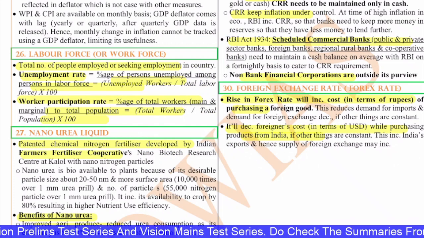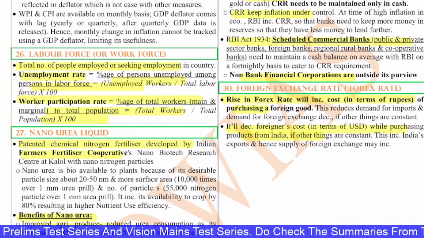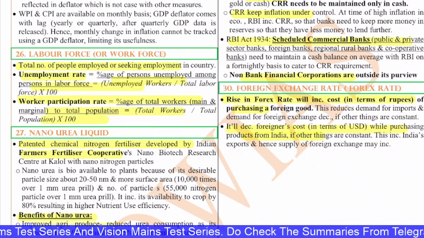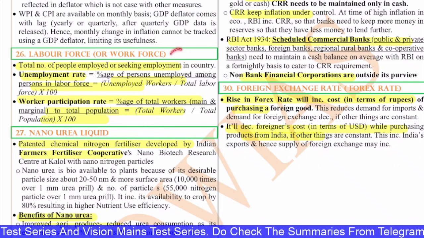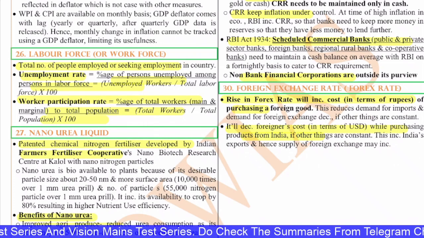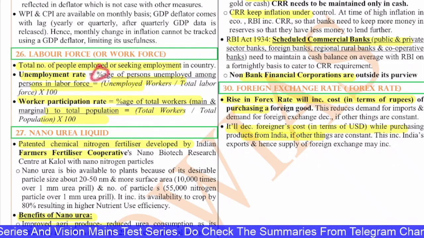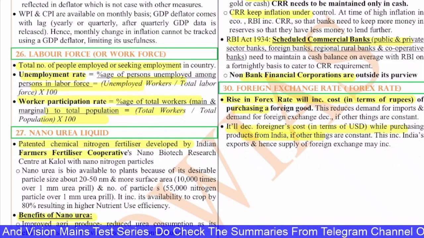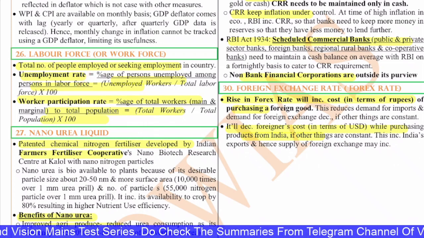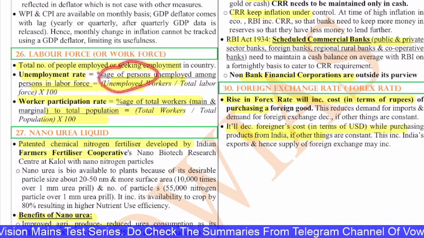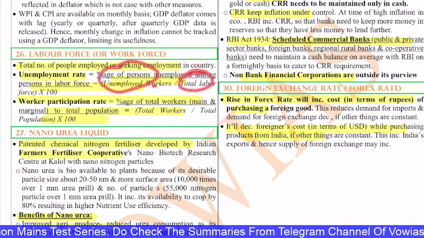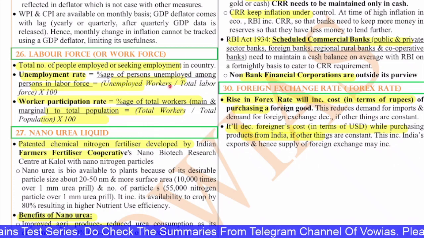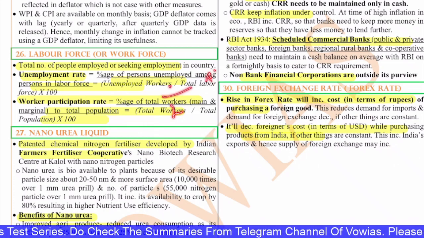The 26th question is on the labor force or the workforce. The total number of people employed or seeking employment in the country is the labor force. The unemployment rate is the percentage of people unemployed among the people in the labor force. It is calculated as unemployed workers divided by total labor force into 100.